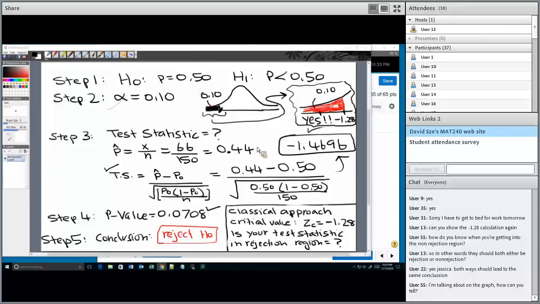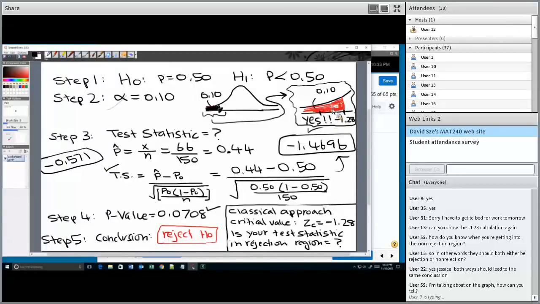How do you know when you're getting into the non-rejection region? Well, let me answer that question. You see this Z critical is minus 1.28, right? What if your test statistic that you calculated here was, let me give a more realistic number, say minus 0.571?